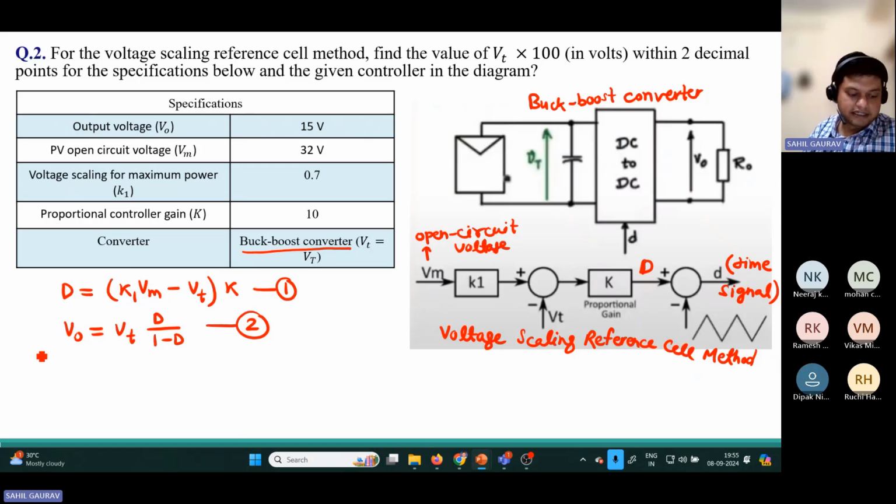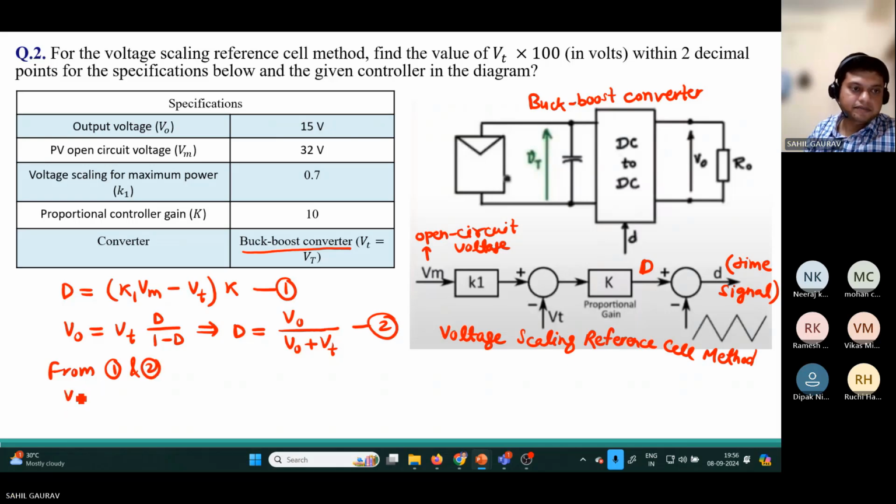So what we can do is write this second equation in terms of d. So d will come out from here as V naught upon V naught plus Vt. So this is the second equation. From first and second, you will get V naught upon V naught plus Vt equal to K1 into Vm minus Vt, into K.